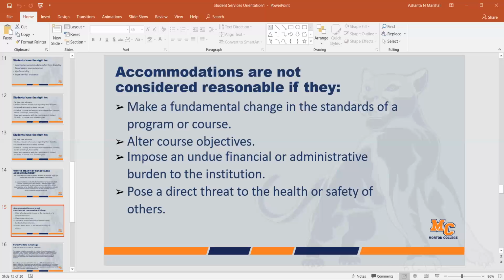Now, accommodations are not reasonable if they make a fundamental change in the standards of a program or course, or alter your course objectives. So that means that if you're in a math class and your teacher is just trying to see how you do with addition, subtraction, and you need to use a calculator, that may alter the course objectives. They are also not reasonable if they impose an undue financial or administrative burden to the institution, or pose a direct threat to the safety of yourself or others.